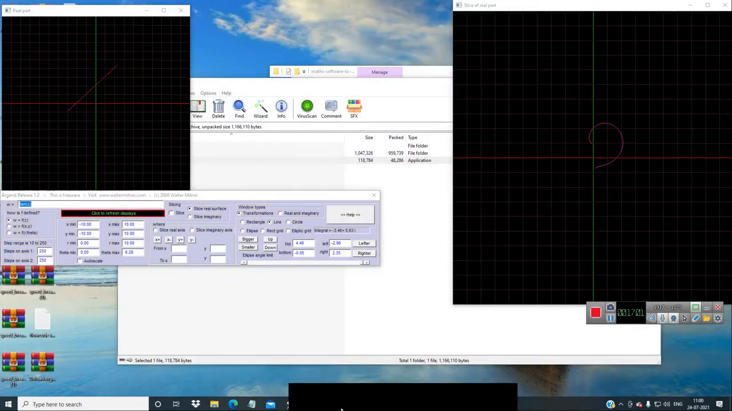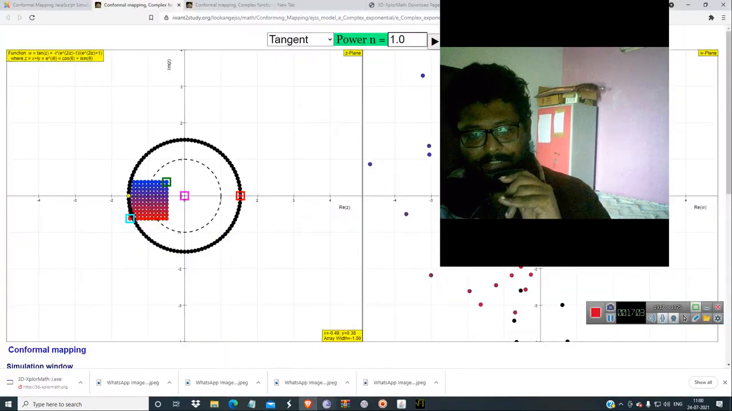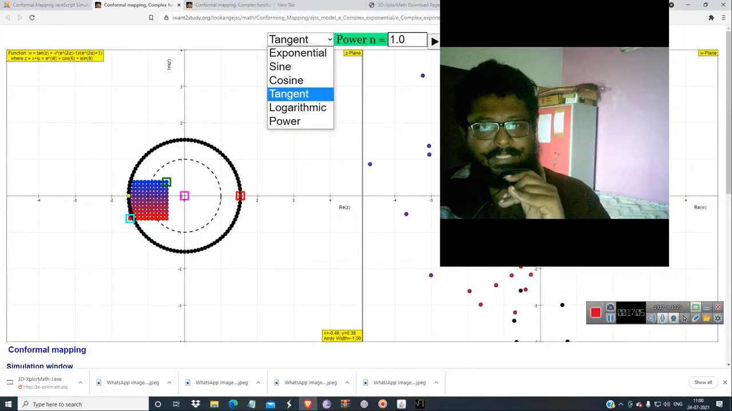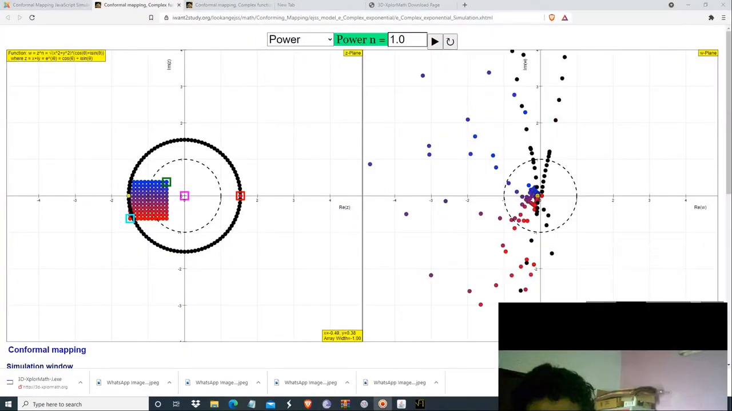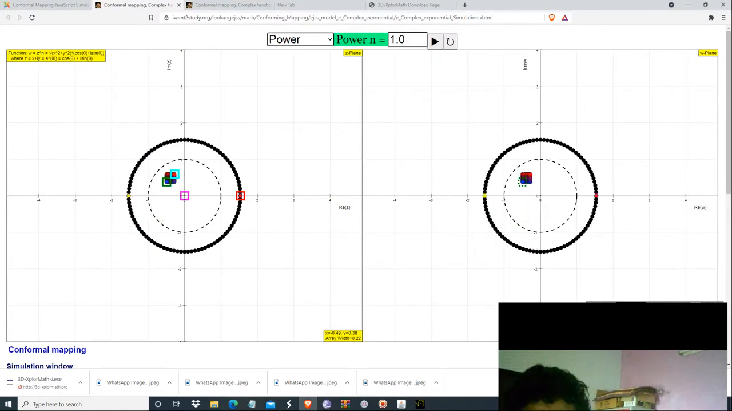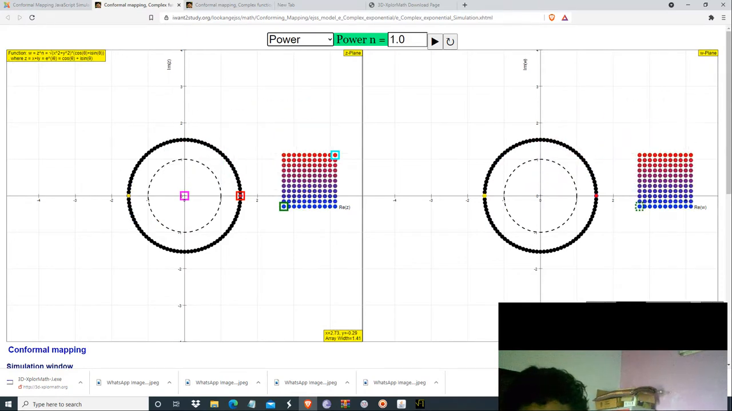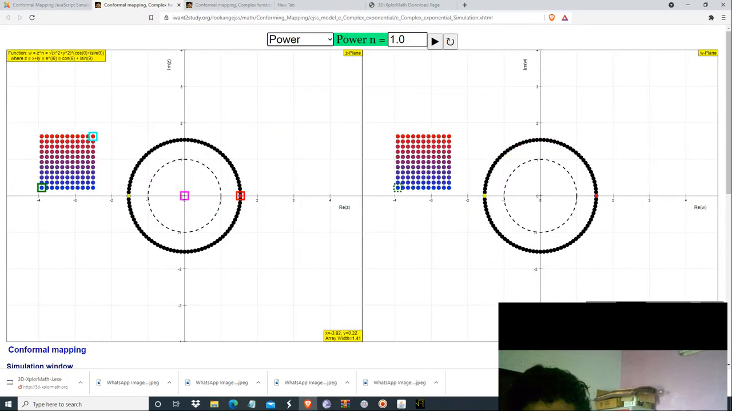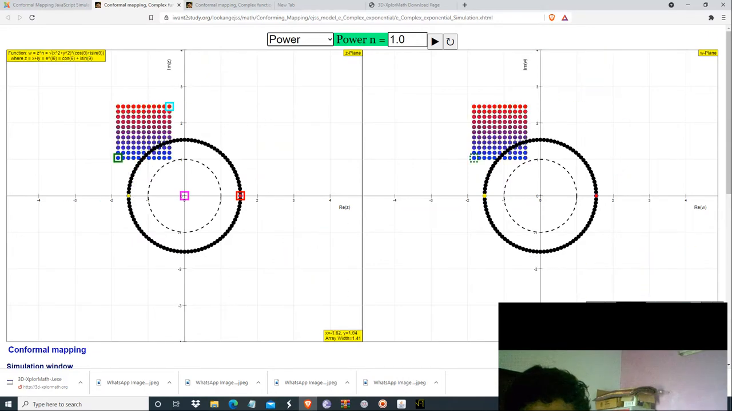And let me show you another example. So this is about power. You have a power function, and what you can see here, when I plot this, is that it is equal in all directions.